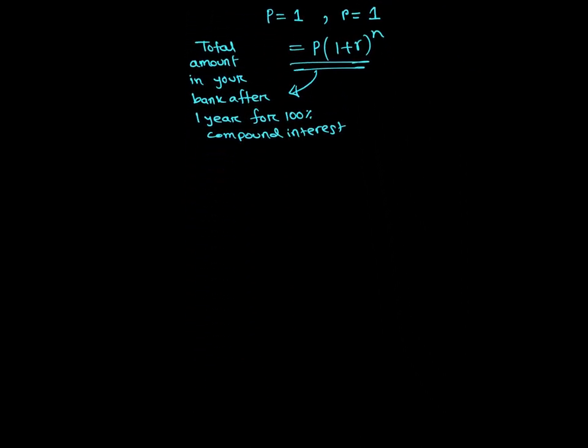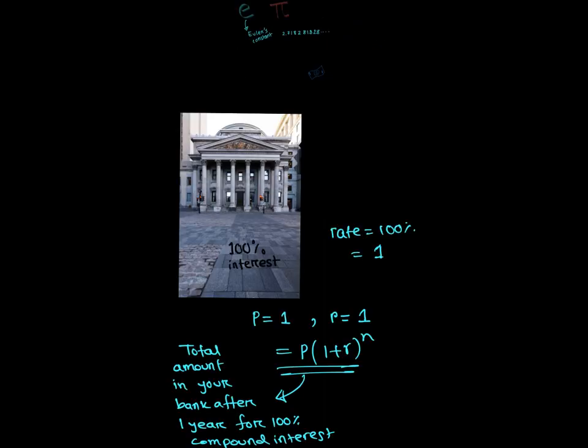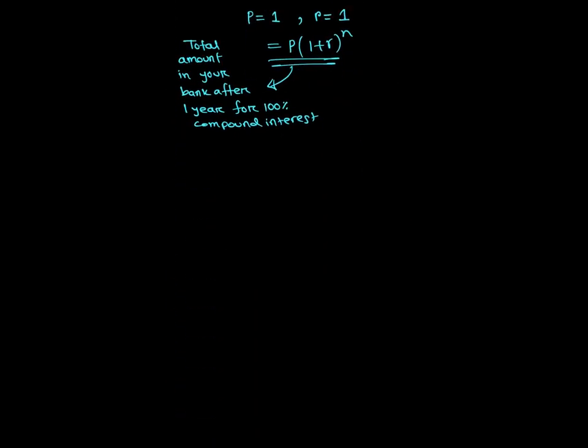So let's say you invested $1, and after 1 year you found out that your total amount was 1 into (1 + 1) to the power 1, because after 1 year we want to calculate the total amount in the bank. So this is simply 2, right? So after 1 year you would have $2 in your bank.